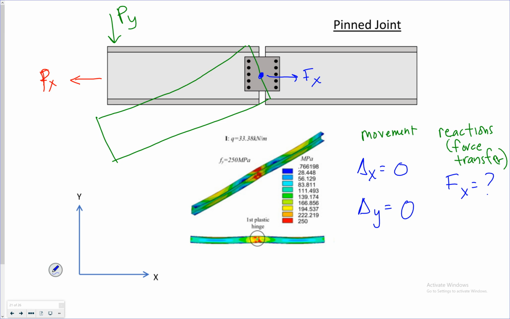But is there rotation? Yup. There's some type of rotation. So I'm going to have some reaction preventing that vertical movement, but I'm not going to have any moment being transferred preventing that rotation.